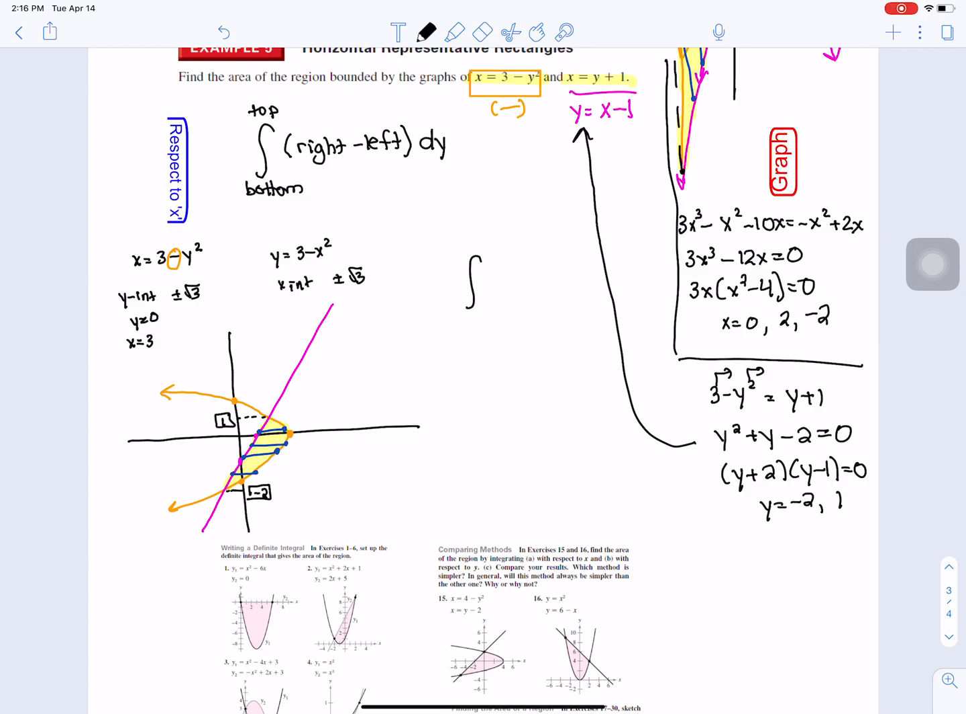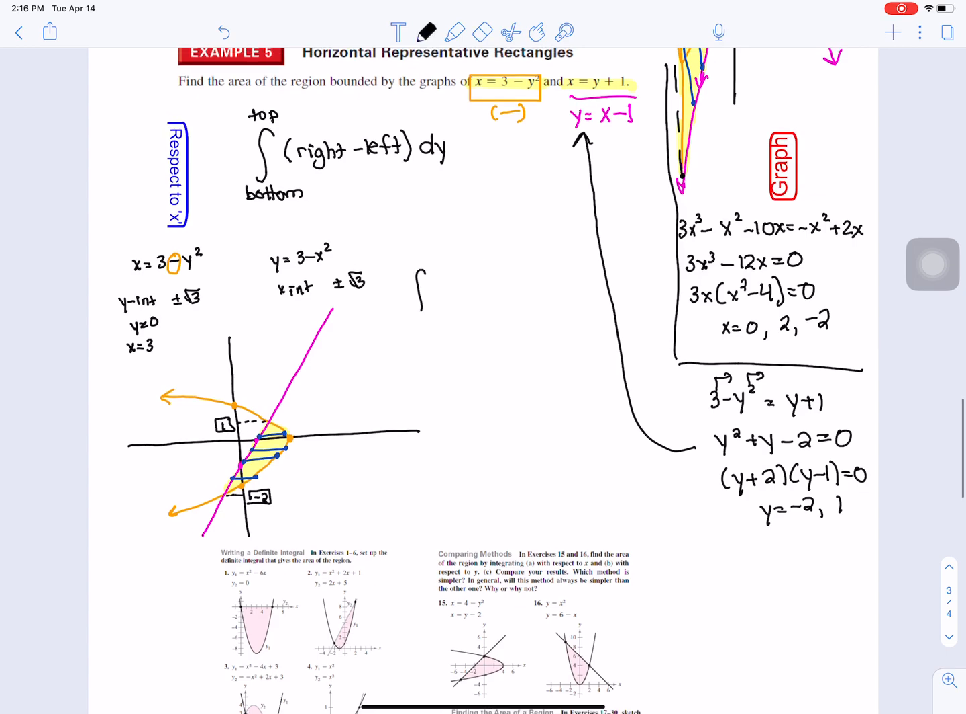So now when I set up my integral, it's going to go from bottom to top, right function, which is the orange one, minus the left function, which is the pink one. And instead of integrating with respect to x, we make sure everything is in terms of y, and we integrate with respect to y. So now I get the integral of 3 minus y squared minus y minus 1, integrating from minus 2 to 1 dy.